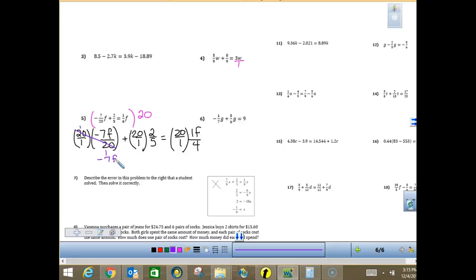Andrew, what are you looking at for the next one? Divide 20 by 5. Okay, how many times? 4. 4, so you're going to put plus what? Plus 8. Plus 8. Equals, I'm looking at that last one. What am I looking at, Jamie? 5f equals 5.